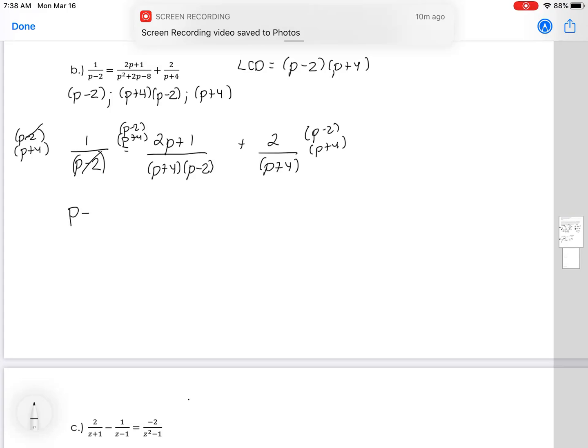So the first fraction, the p minus 2 goes away. So we have p plus 4. Second one, they both go away. So you get 2p plus 1. Third fraction, the p plus 4s go away. So you have 2 and p minus 2. So we know we're on the right track because nothing was left over.